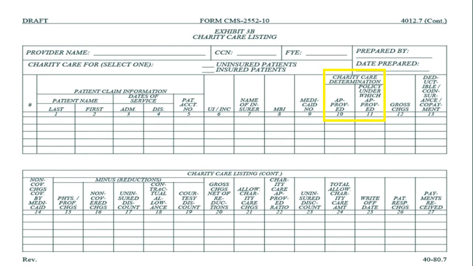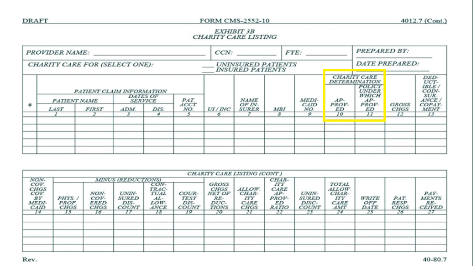So just like for Medicare DISH, CMS is proposing a new template for all patient details submitted with any cost report filing. There will be separate listings for uninsured and insured patients. You can see it starts with the patient's names and dates of service along with their patient account number. Jumping to column 6, the UI, INC field is asking the provider to indicate if the patient was uninsured or insured but not covered.